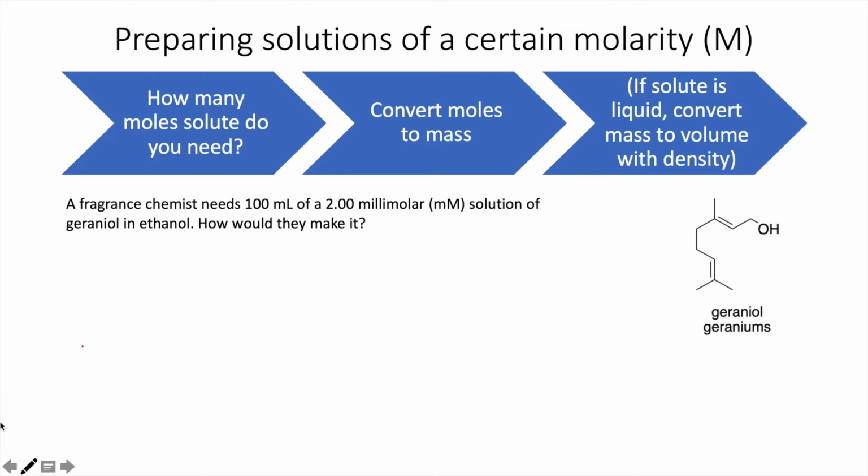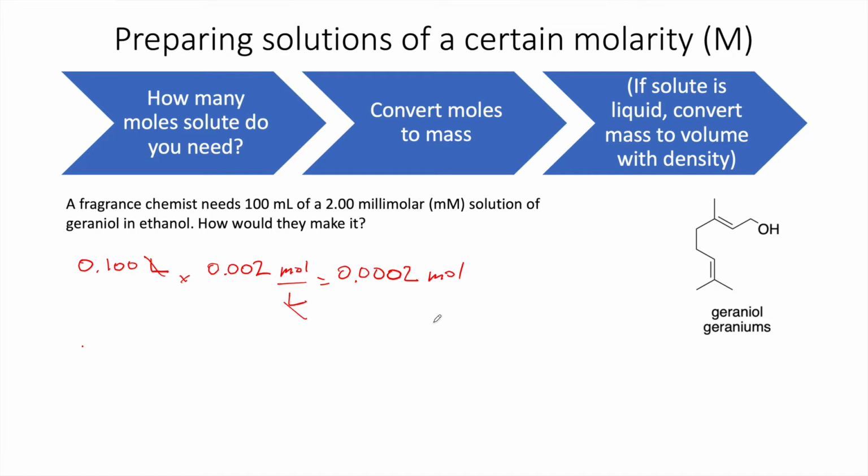Okay, how many moles of that solute do I need? Well, I need 0.1 liters. So let's start there. And the solution needs to be 2 millimolar. So that is 0.002 moles per liter. That's 2 millimolar, right? Okay, so liters cancel out, and what I get is 0.0002 moles, or 0.2 millimoles. Okay, so great. Now I need to convert moles to mass.